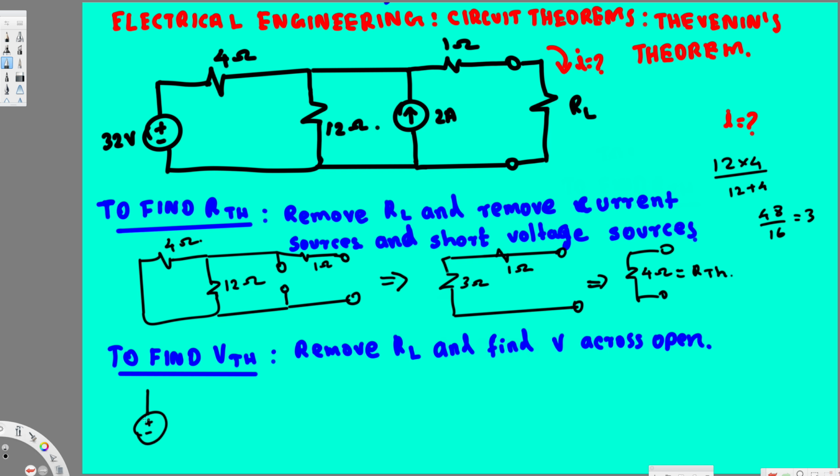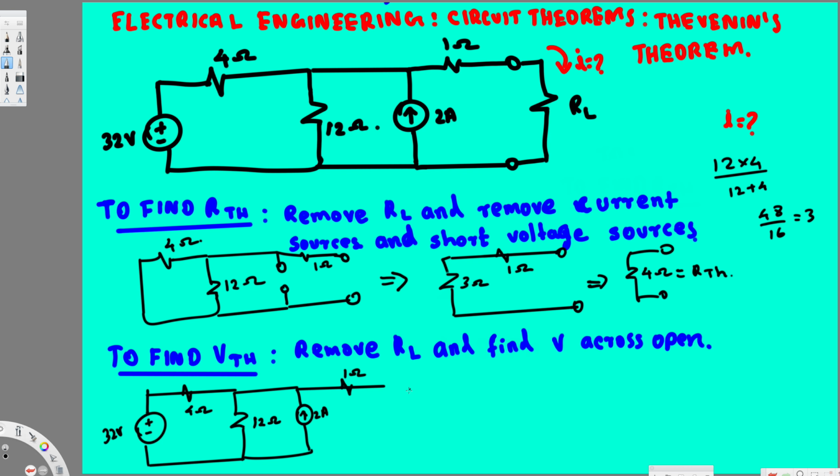So this is going to be voltage source 32 volts, and 4 ohm resistance right here, and we have 12 ohm resistance right here, and then here we have 2 ampere current source, and we have 1 ohm resistance right here, and we are removing this load resistance, so this is going to be just like this.